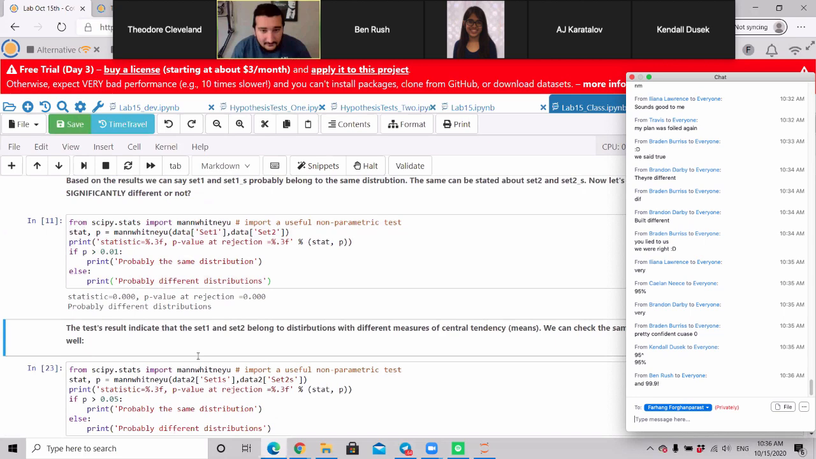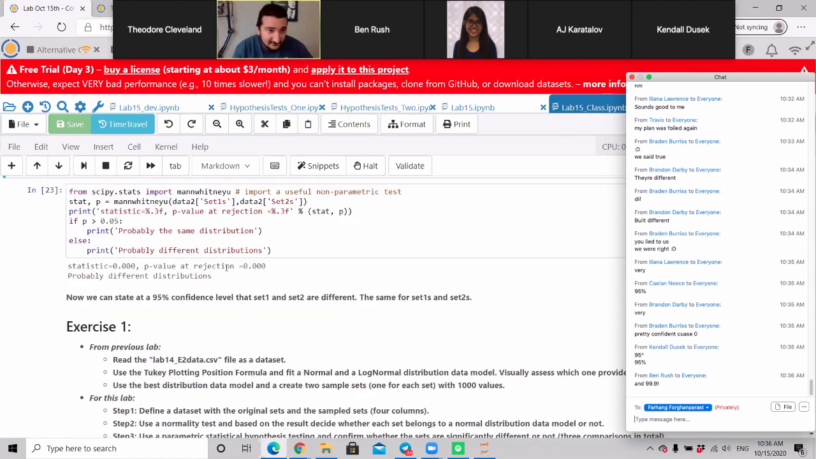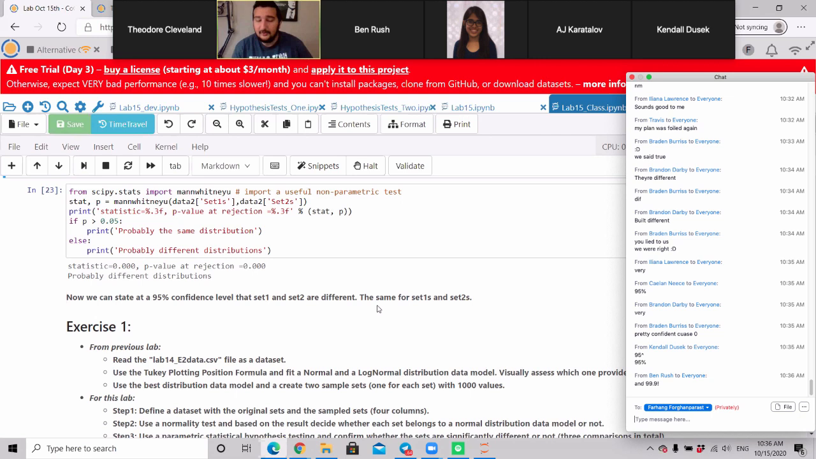Okay, moving on. The test results indicate that set 1 and set 2 belong to different distributions. And we can check the same for set 1s and set 2s. The same answer. And we can state a 95% confidence level that set 1 and set 2 are different. Do you have any question about any part of the example that we covered? Nothing coming through the headphone, nothing coming through the chat box.